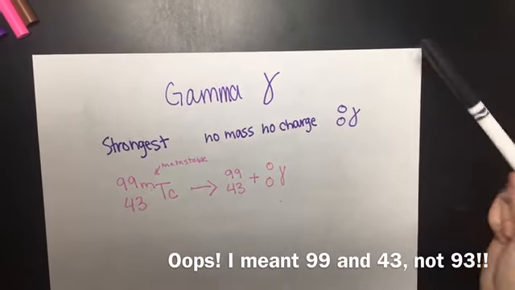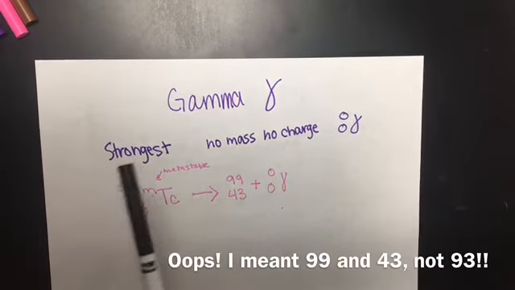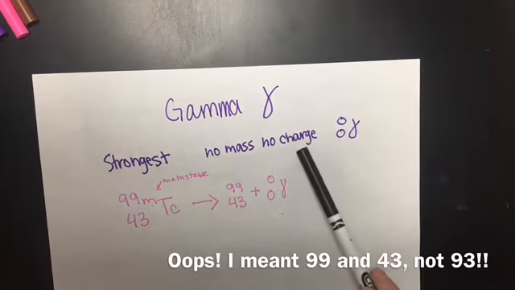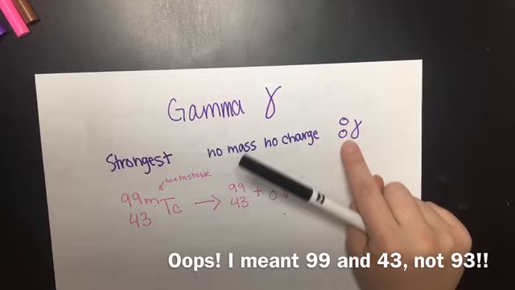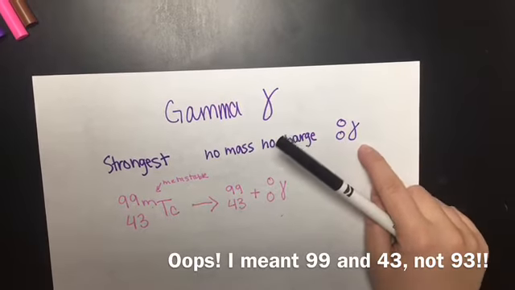The last type of nuclear reaction is gamma. This is very different. It's the strongest type, has no mass, no charge, no change happens, and it's written with just 0, 0, and then the symbol, which is this weird gamma thing.